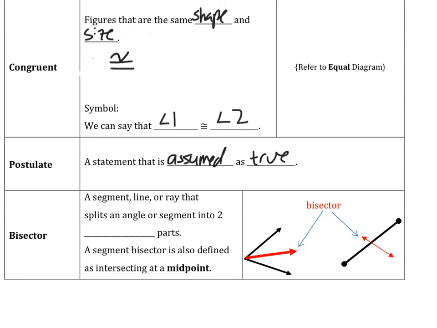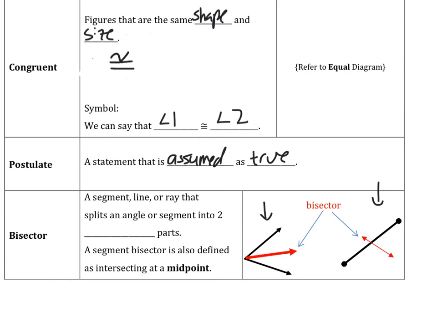Right? So it's assumed to be true. Someone stated it and we're like, yep, we're just going to take that as truth now. All right, an angle bisector or a bisector. We can bisect an angle as you see in this first diagram or a segment as you see in this second diagram. We cannot bisect a line or a ray because they're infinitely long. You can't do that, something infinitely long.